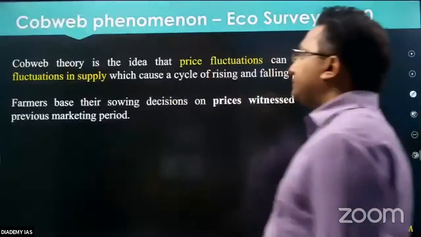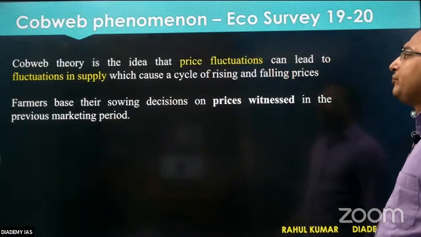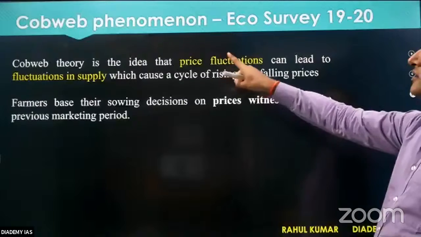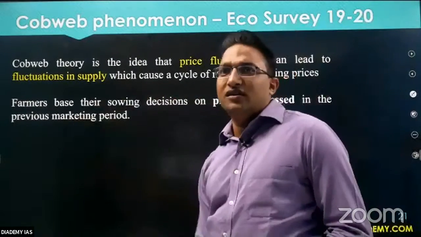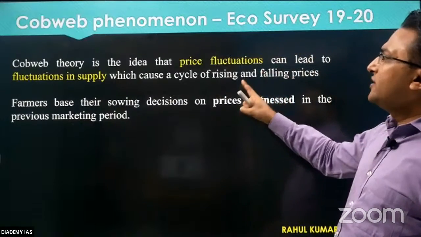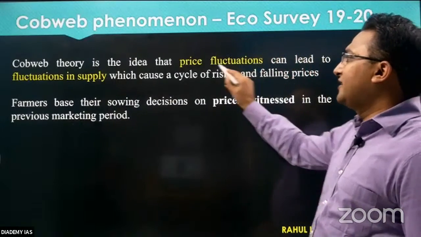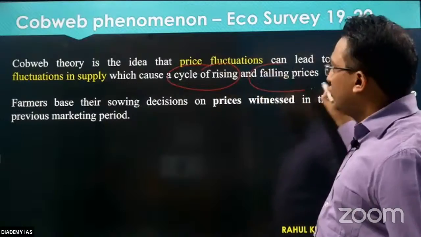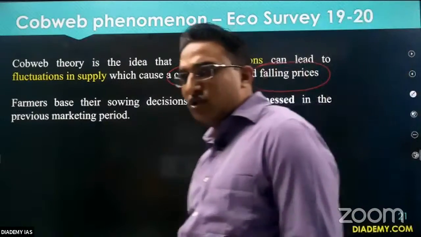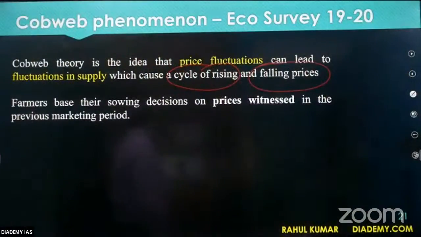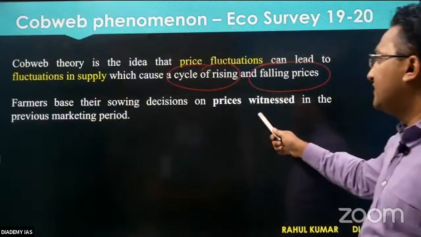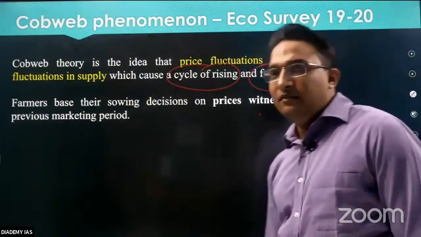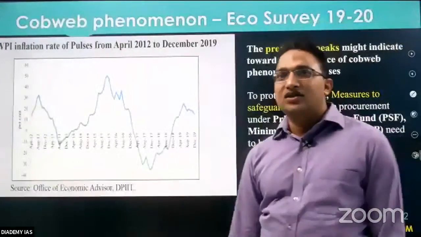So, Cobb-Webb phenomena, it is the idea that price fluctuation can lead to fluctuation in the supply, which causes a cycle of rising and falling prices. ठीक है? तो जैसे जैसे प्राइस फ्लक्चुएट होता है, वैसे वैसे सप्लाई फ्लक्चुएट होती है, and again it leads to the fluctuation in the prices, right? The farmers base their sowing decision on the prices witnessed in the previous marketing time, and that actually impacts the prices of the next time.